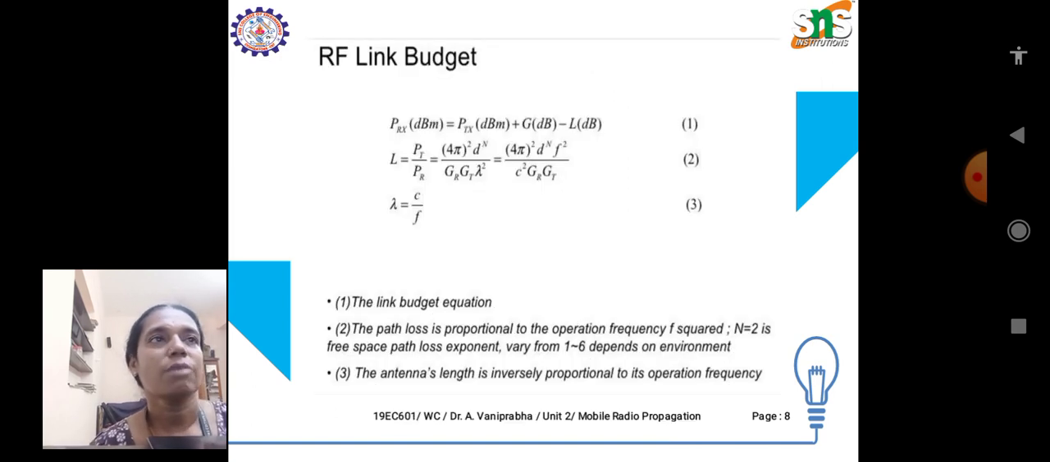Next is RF link budget. This is nothing but the link budget equation where the path loss is proportional to the operation frequency f squared. N is equal to 2 in free space. The path loss exponent varies from 1 to 6 depending upon the environment. The antenna's height is inversely proportional to the operating frequency.